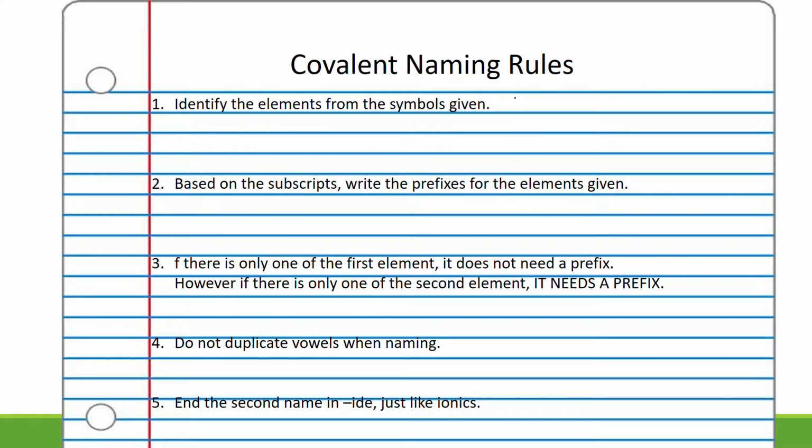So let's say if I give you C2P4. So that is composed of carbon and phosphorus. So we are going to identify the elements from the symbols given. So carbon and phosphorus. Okay, so now based on the subscripts, we're going to write the prefixes for the elements given. Okay, so we're going to start with the first element given in the formula. So that's going to be carbon. And then we're going to have tetraphosphide.